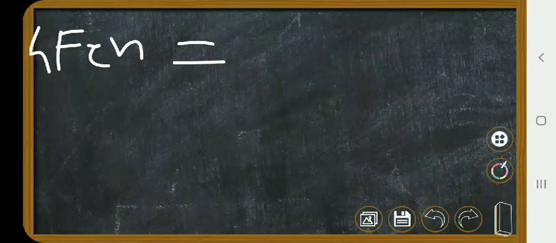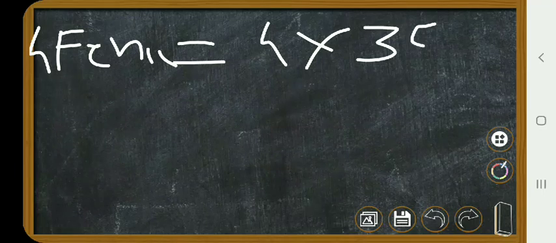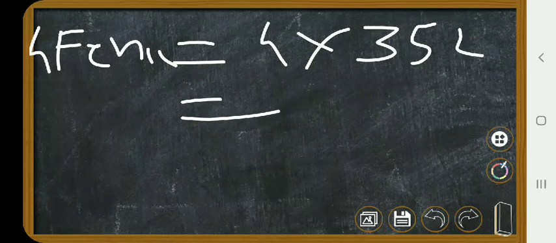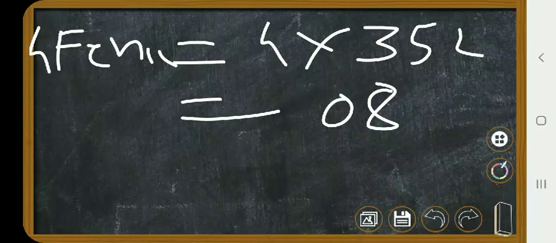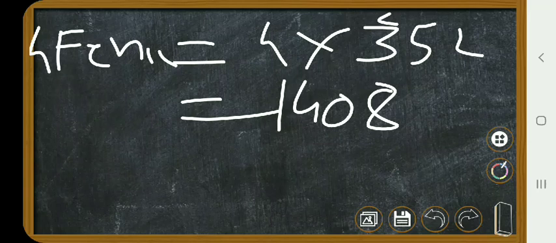This is for one round. So we are going to put 4 rounds of fence, so we have to multiply this by 4. The total circumference will be 4 multiplied by 352. 4 twos are 8, 4 fives are 20, carry 2, 4 threes are 12 and 2 is 14. So the fence will be 1408 meter.